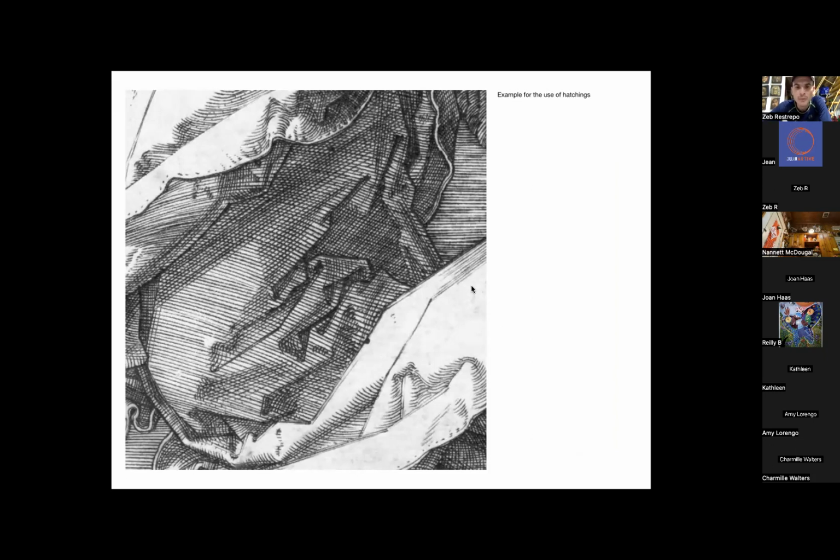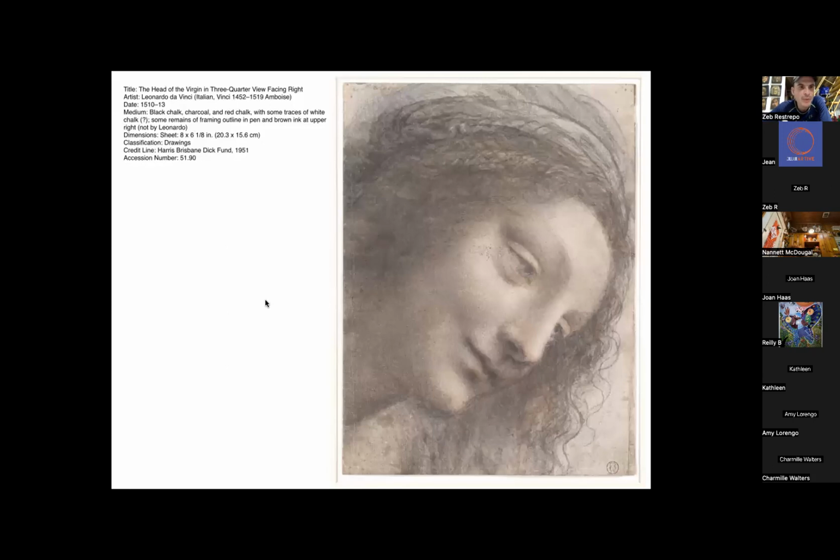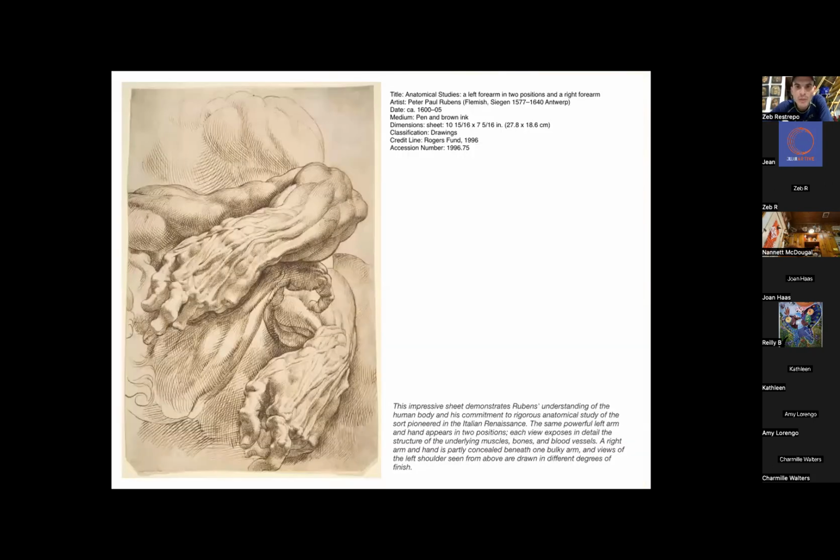And okay, great. And then we have another example here: the head of the Virgin in 3/4 view facing right by Da Vinci. It's a really beautiful effect of sfumato, which I'm sure a lot of you know this term. But Da Vinci was one of those artists that was able to develop the transitions of light to dark values. And you can really see that in the cheek and everywhere else in the 3/4 view facing right of the figure here. And then we have another anatomical study here of the hands.